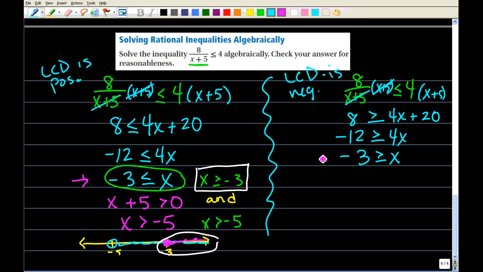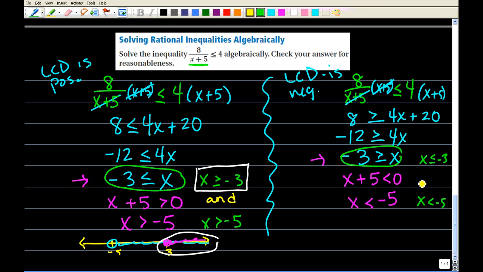So there was the first part, but remember that we were also looking at the x plus 5 was negative in this case. We need to look at where the x plus 5 is less than 0. So here this would be x is less than negative 5. Well, this is an AND situation again. So we have this x, we could rewrite this as x is less than or equal to negative 3. And we've got x is less than negative 5.